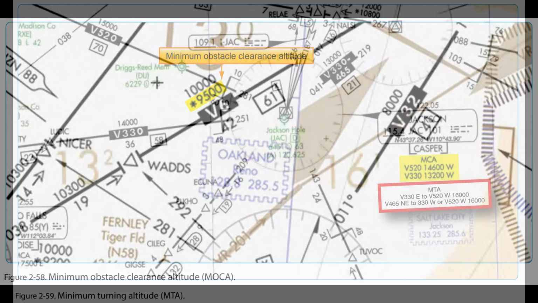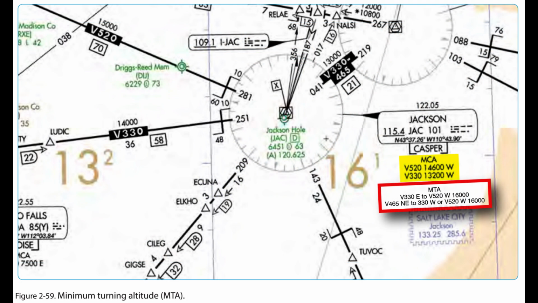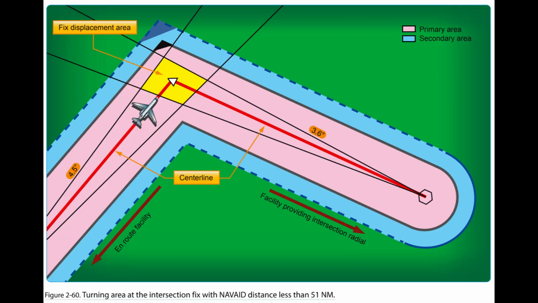2-36. Figure 2, 59. Minimum turning altitude, MTA. Figure 2, 60. Turning area at the intersection fix with nav-aid distance less than 51 nm.